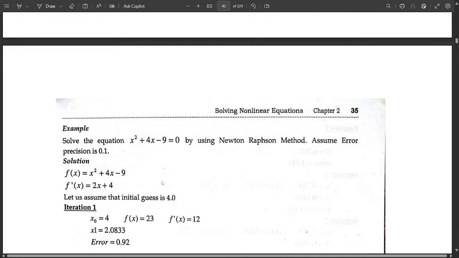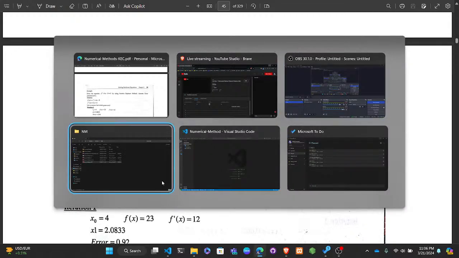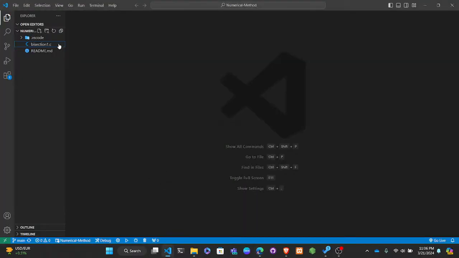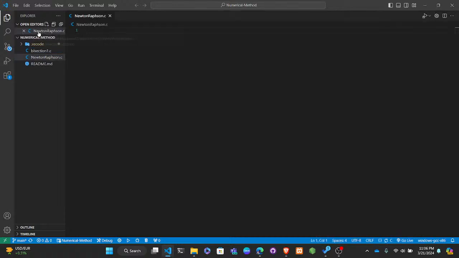Okay, so let's move on to the programming part. Let's start it. Okay, so let's open my terminal. I use VS Code. So let's name this file Newton Raphson method, newtonraphson.c. I'm coding in C. Okay, so let's start with the header files.